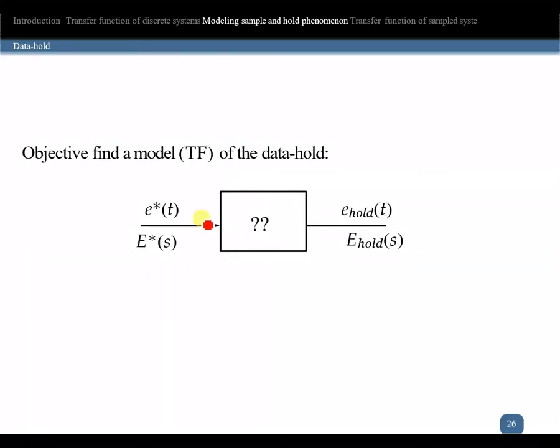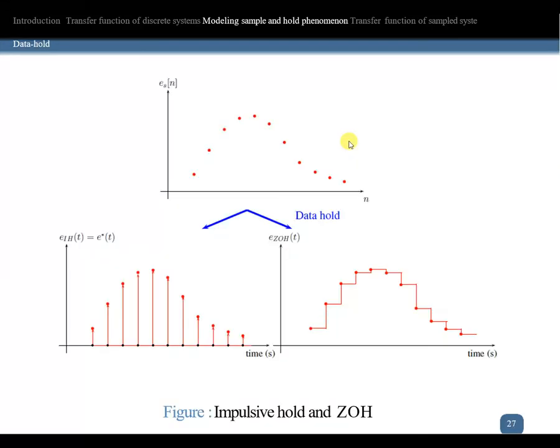Data holder: now I have the reverse. From e star of t in digital, I want to find e(t) in continuous time. This is a discrete signal, and a transfer function takes it to analog. Here you have a discrete signal, and I want to find, with the holder, starting with the zero order holder, the continuous time signal.